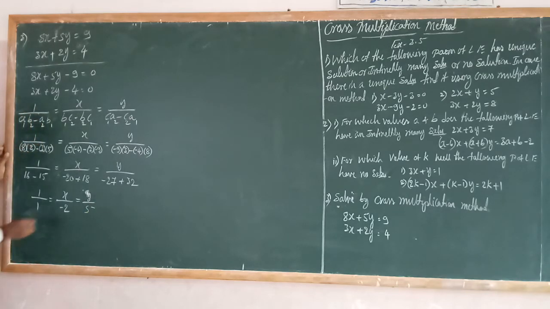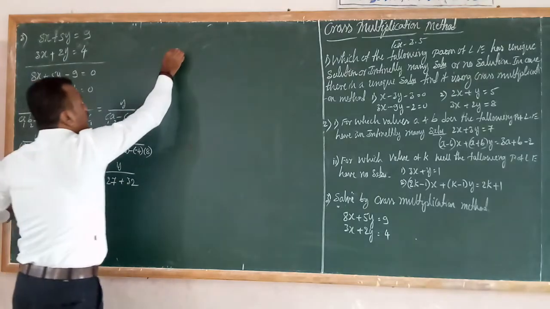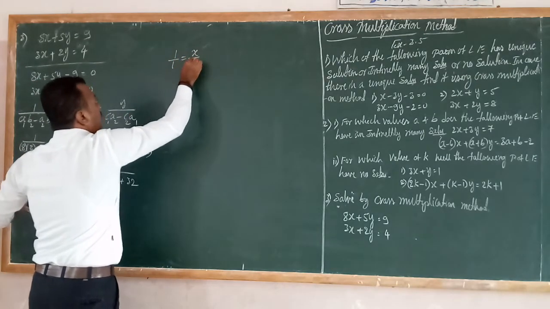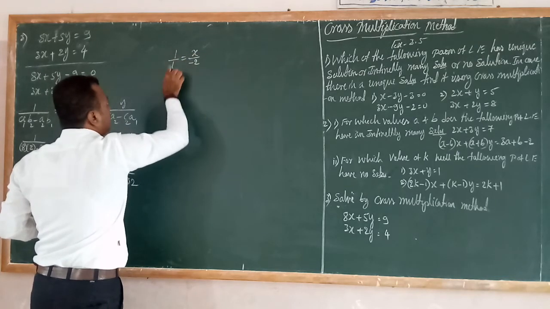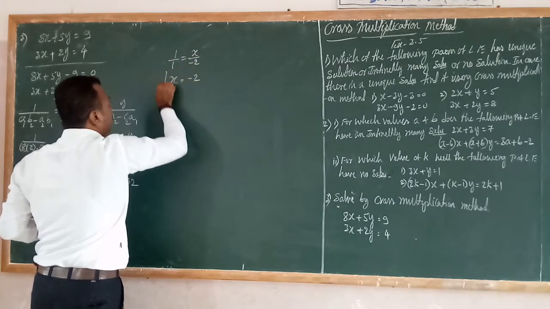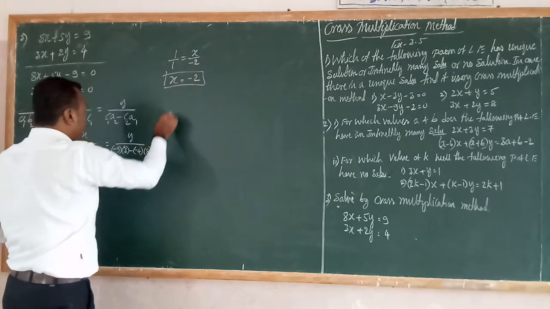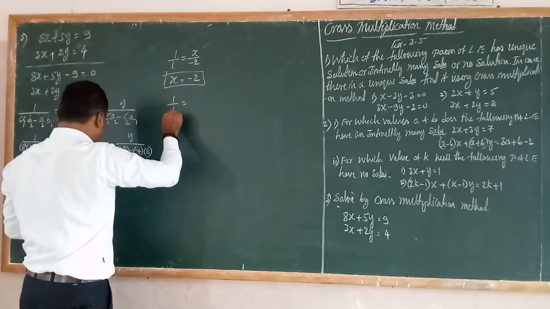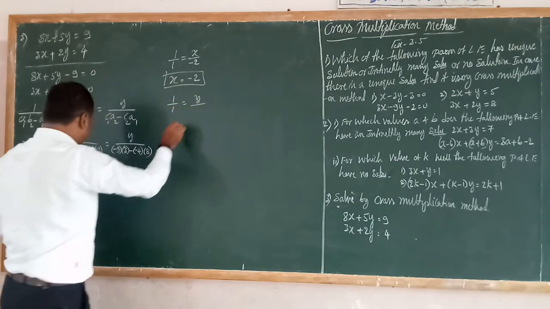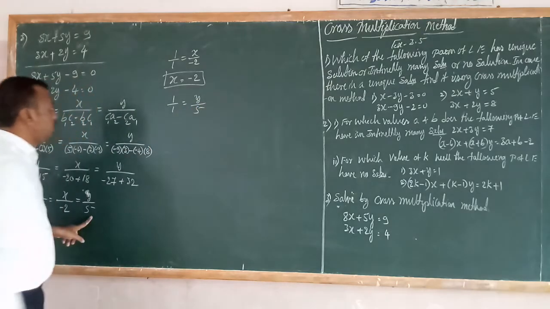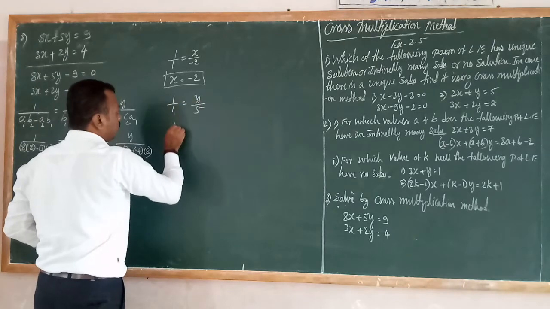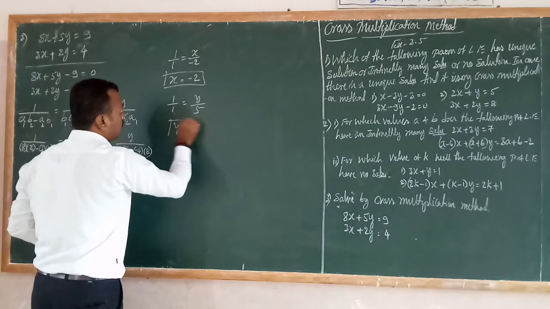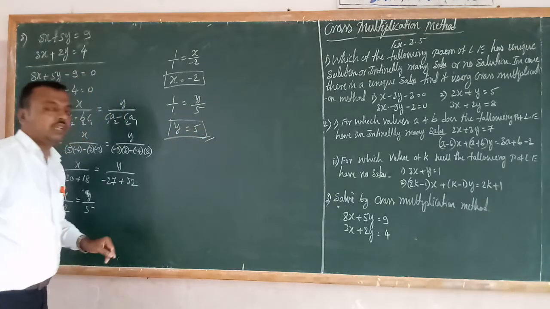Okay. Now we have to equate each to the constant term. First, 1 upon 1 is equal to x upon minus 2. Therefore, cross multiplying, x into 1 is equal to minus 2. The value of x is minus 2. Like that, 1 upon 1 is equal to y upon 5. Now cross multiplying, 5 into 1 is 5, so y is 5. Therefore, the value of x is minus 2 and the value of y is 5.